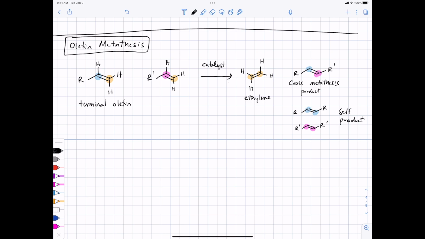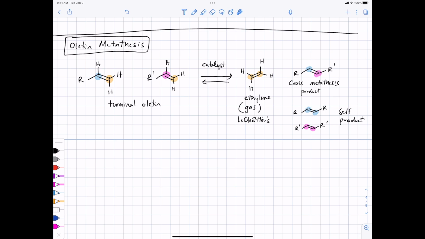I'm also going to point out that this reaction is an equilibrium reaction, and the choice of terminal olefins is deliberate, because one of the products we're going to make from this reaction is ethylene, which is a gas and which rapidly gets removed from the equilibrium by bubbling off. And so by Le Chatelier's principle, you can push the reaction to completion.